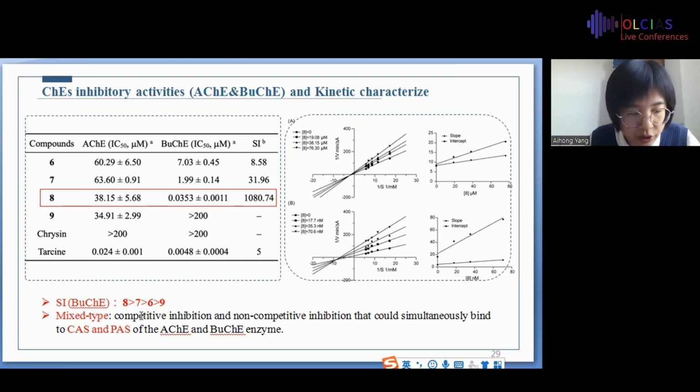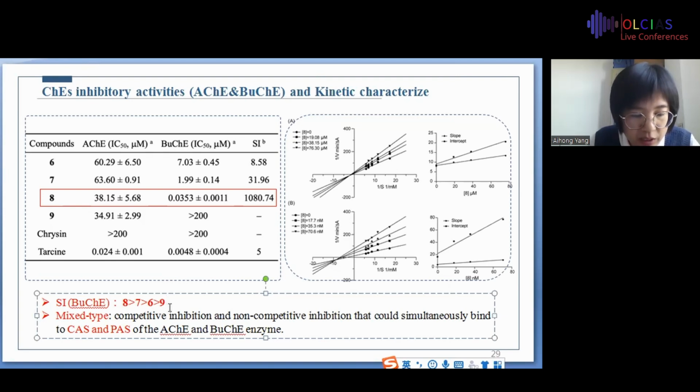Firstly, the CHE inhibitors activities and the kinetic analysis were studied. Most compounds showed moderate to good inhibitory activities to CHE, especially to BOCHE. Compound 8 was demonstrated as the highest selective BOCHE inhibitor. The sequence of inhibitory effects of these derivatives on BOCHE was as follows: 8, 7, 6, 9.